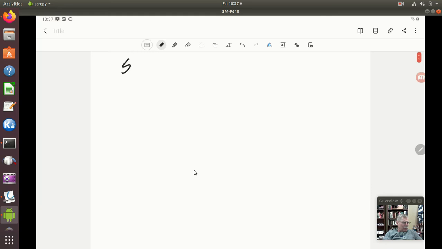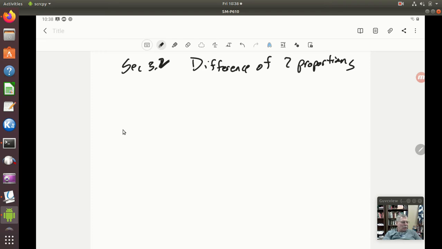So this is still section 3.1. Or, oh wait, is that 3.1 or 3.2? 3.2! Sorry, section 3.2. And we want to look at this idea of a difference of two proportions. And we'll start with the idea of the confidence interval.